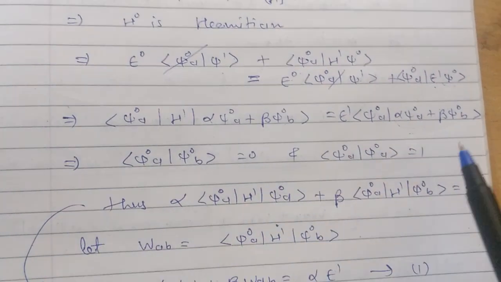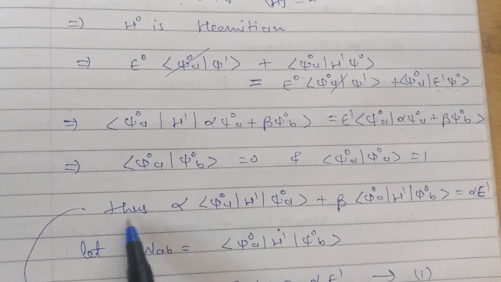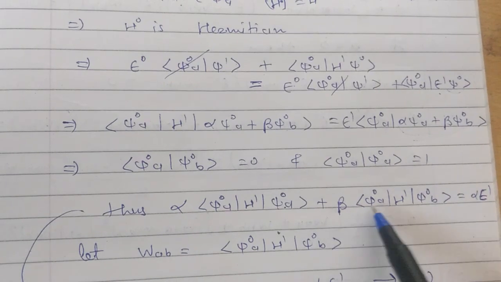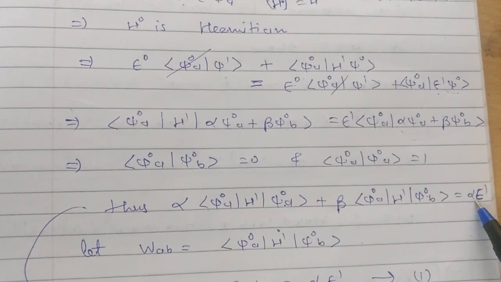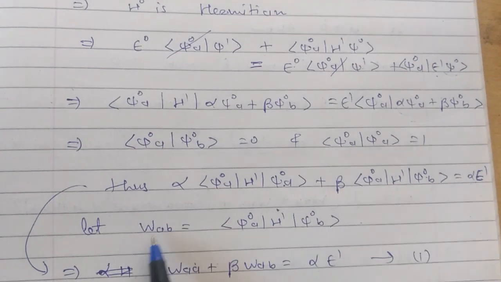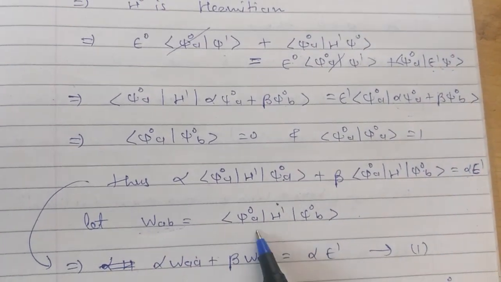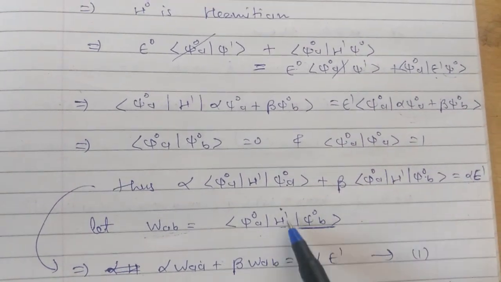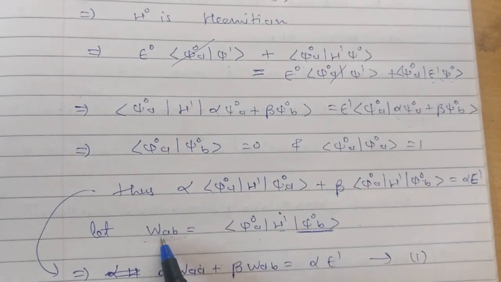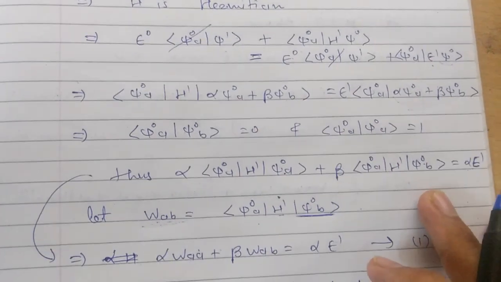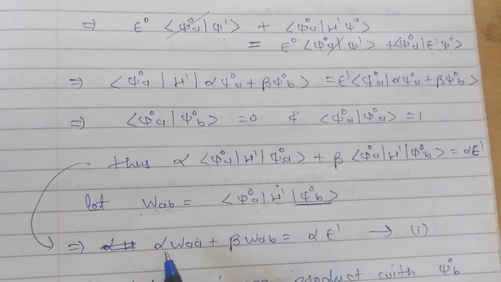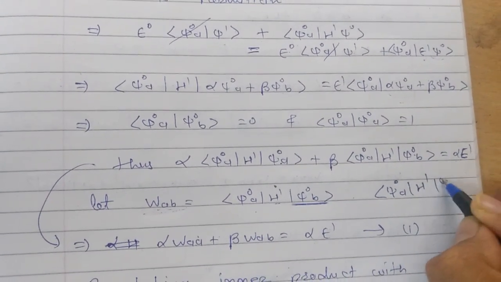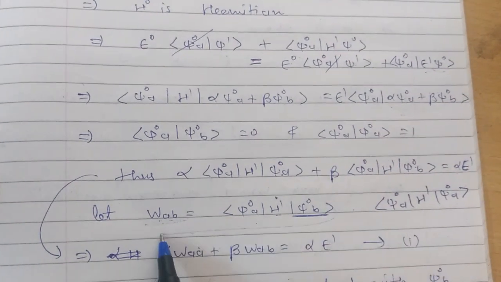Thus, we get alpha times the inner product of psi naught of A, H1, psi naught of A, plus beta times psi naught of A, H1, psi naught of B, will be alpha E dash. Let WAB be psi naught of A, H1, psi naught of B, that is the inner product of the two states A and B with the perturbed Hamiltonian H1. So WAA will be psi naught of A, H1, psi naught of A, and same goes for WAB.